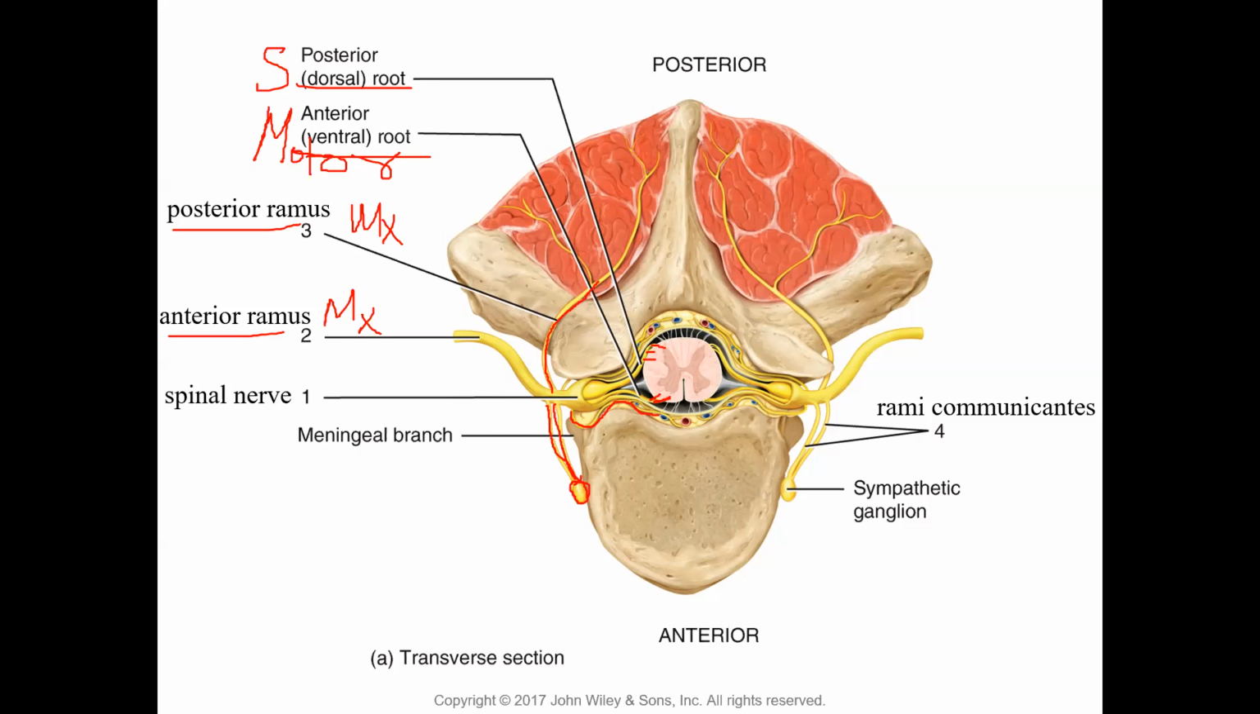Okay, the posterior ramus curves around to the dorsal surface. It innervates the skin and the deep muscles of the back and the trunk. The anterior ramus supplies the muscles and skin for all the 4 limbs, and we'll get into details of that as we move forward in this chapter. Okay, the meningeal branches serve the vertebrae, the vertebral ligaments, the blood vessels of the spinal cord at that level, and the meninges. And the 2 rami communicans, they connect to the sympathetic ganglion of the autonomic nervous system.